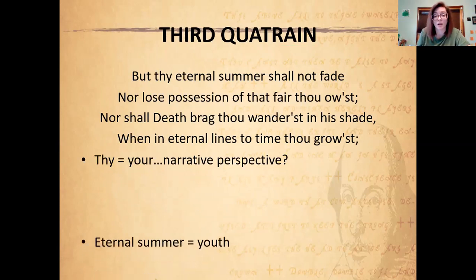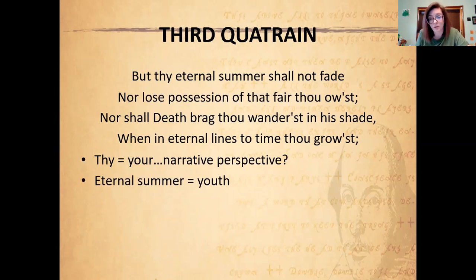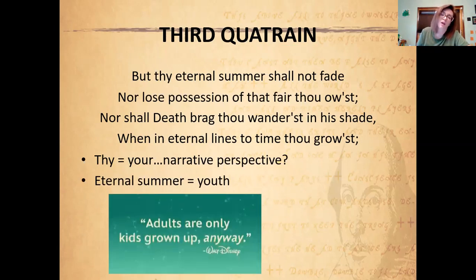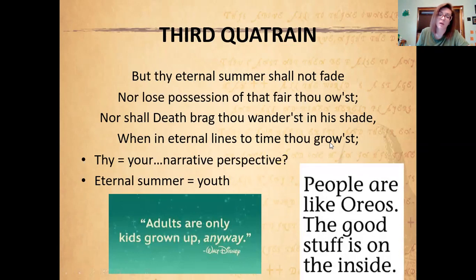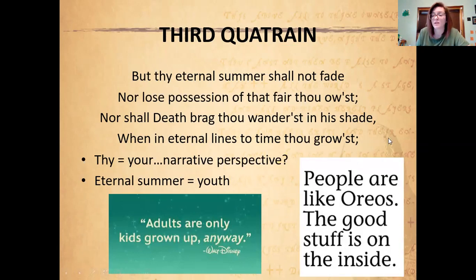I don't know. Eternal summer is youth. Okay, adults are only kids grown up anyway. People are like Oreos, good stuff's on the inside.